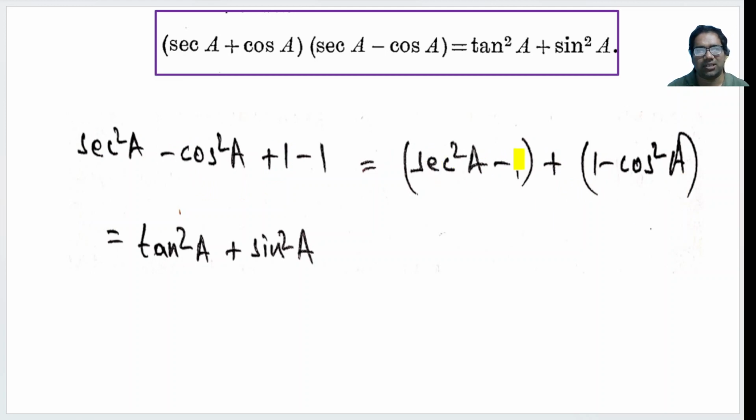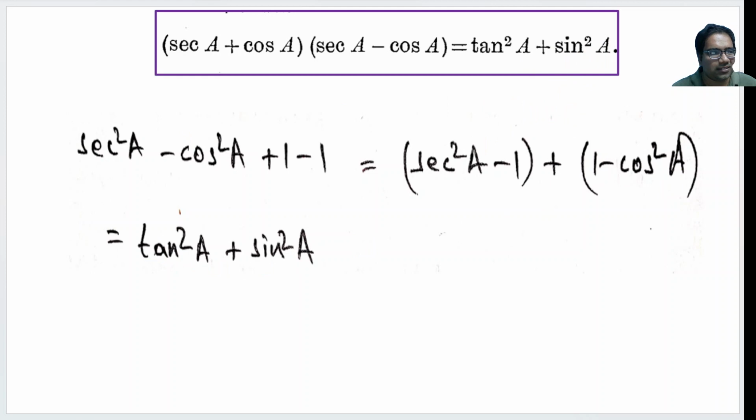What is this, secant square A minus 1? It is tan square A, right? We know this, we should remember this. Secant square A minus 1 is tan square A. We already proved this also. Otherwise, if you don't know the proof of why secant square A minus 1 is tan square A, or why 1 minus cos square A is sin square A, please comment below the video, we'll discuss that also. So secant square A minus 1 is tan square A, and 1 minus cos square A is sin square A. This is the relation that we wanted to prove.